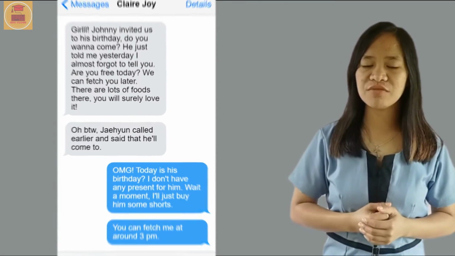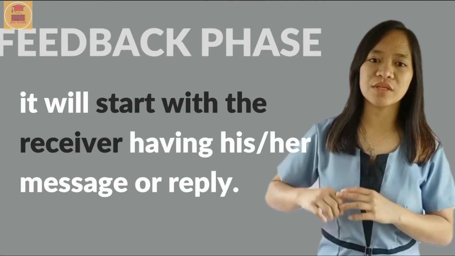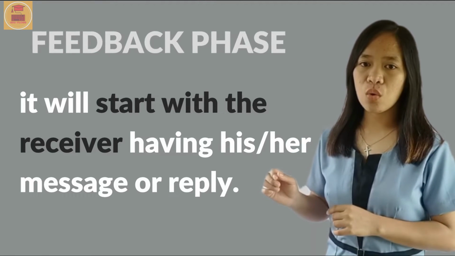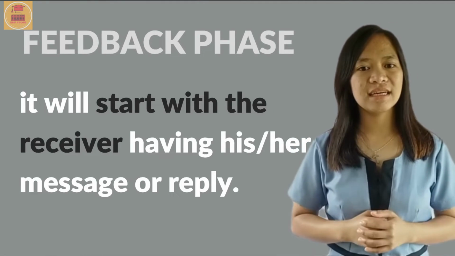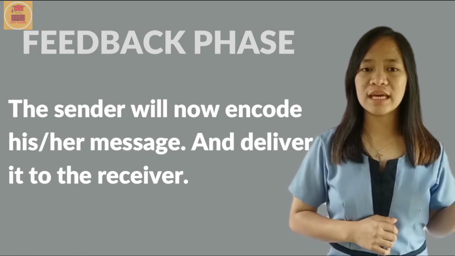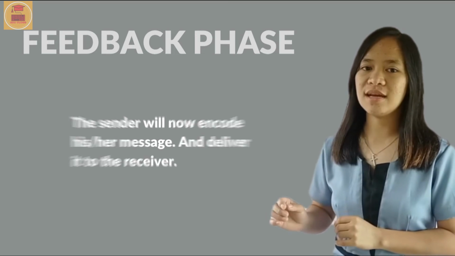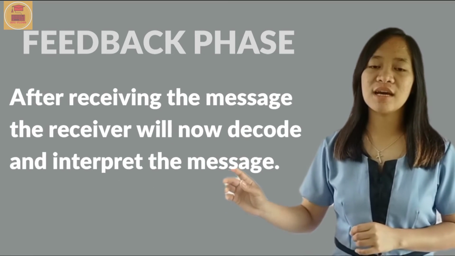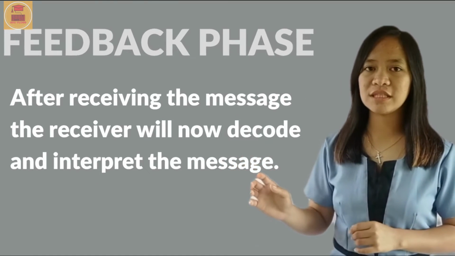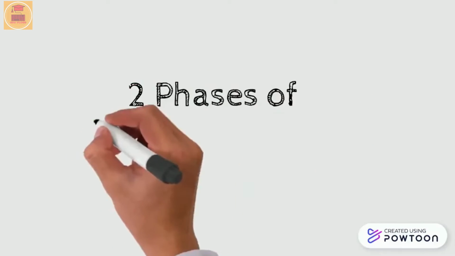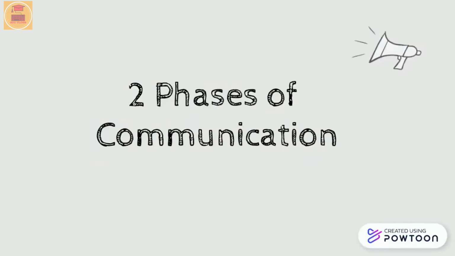Just like in the transmission phase, it will start with the receiver having his or her message or reply. The sender will now encode his or her message and deliver it to the receiver. After receiving the message, the receiver will now decode and interpret the message. Now, let's summarize this topic with this.